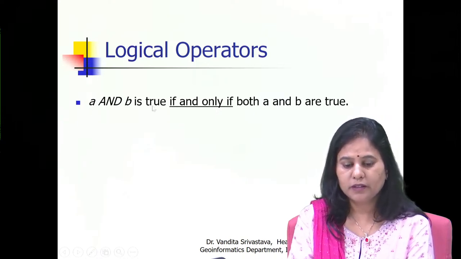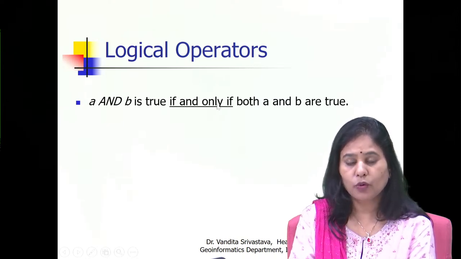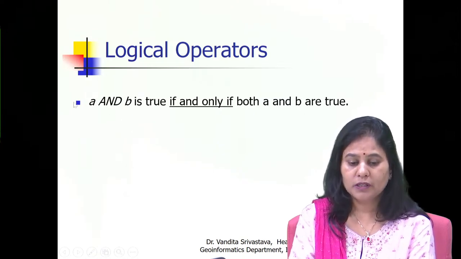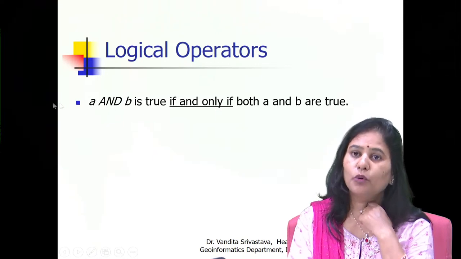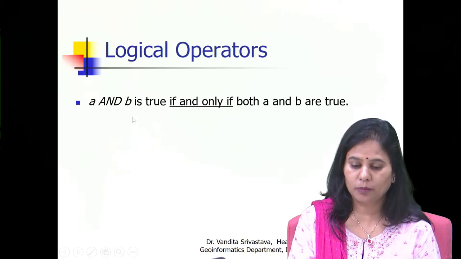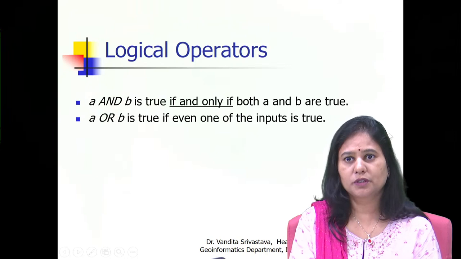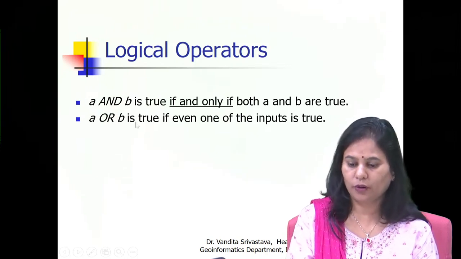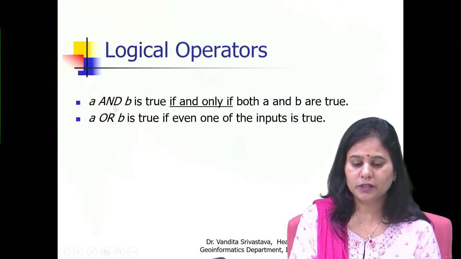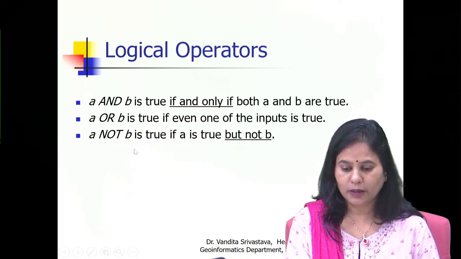A AND B is true if and only if, this is important, if and only if both A and B are true. It means the outcome C will be true only when both conditions are satisfied. Even if one condition is not satisfied, the output will not be true. A OR B is true if any of the inputs is true. So it is like an either-or operation, or you can say this one is an intersection operation, and this one is a union operation. I will also show you their set theory equivalents.